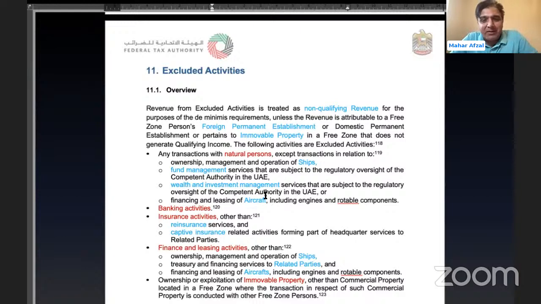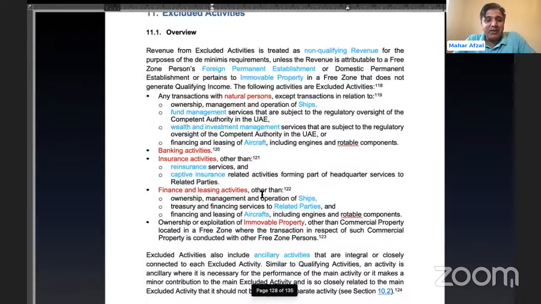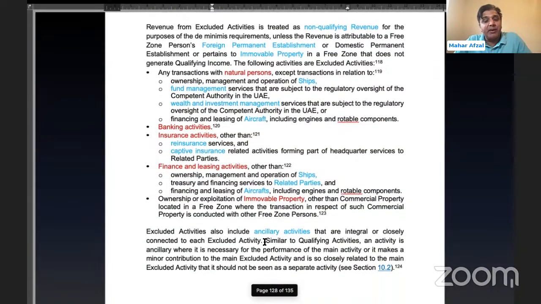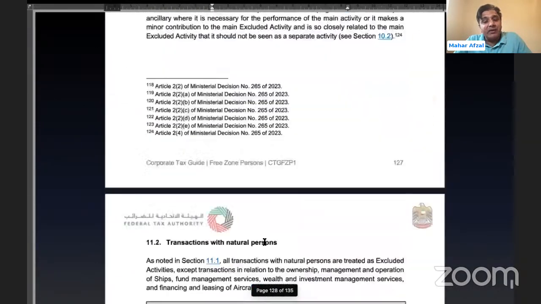Excluded activities: there is no change in the excluded activities. As we discussed, if you are supplying to a natural person, it will be subject to tax, except these. Banking activities are excluded activities. Insurance is an excluded activity except reinsurance and captive insurance. Finance and leasing are excluded activities except financing and operation of ships, ship management, related party, aircraft, immovable property. All ancillary activity treatment is the same.